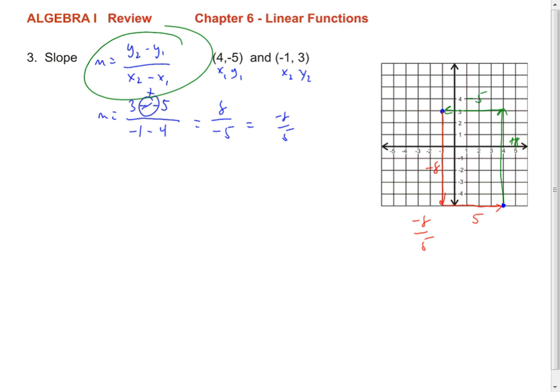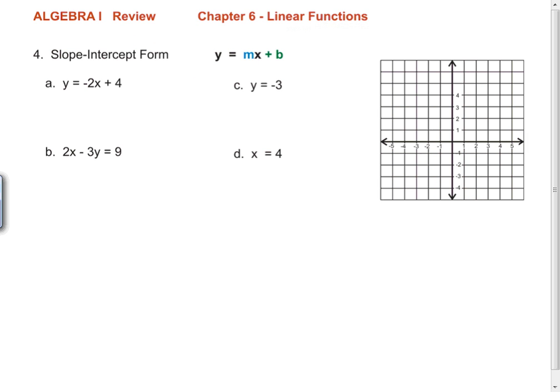I will not supply it for you. You have to know it. Number 4, slope-intercept form. Really, really important form. y equals mx plus b, where we know that our m is the slope, and we know that our b is the y-intercept. So m is the slope, b is the y-intercept.